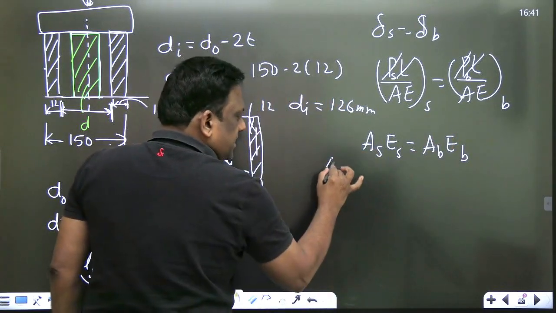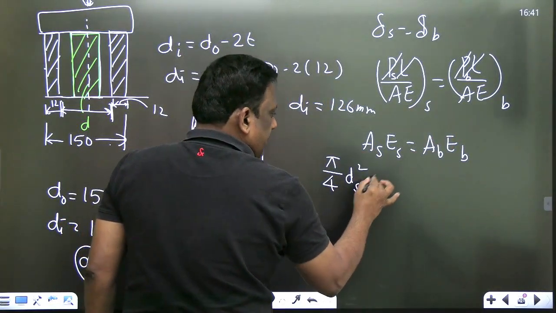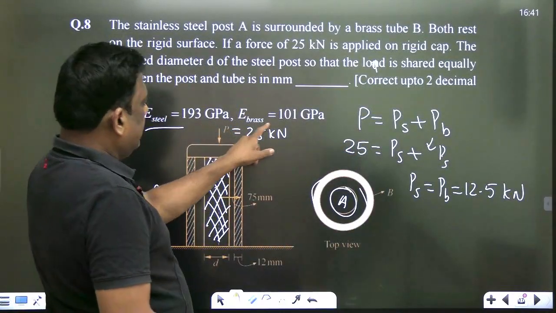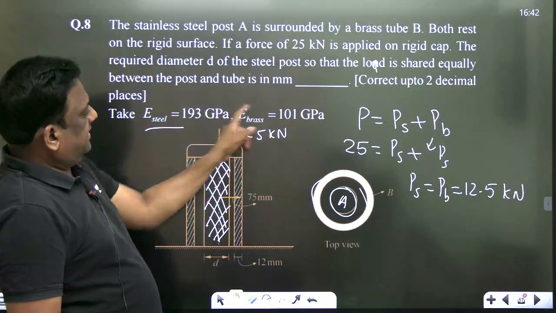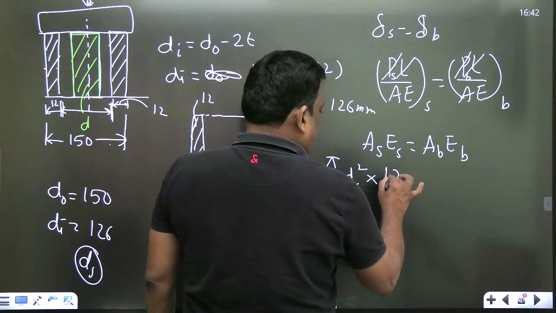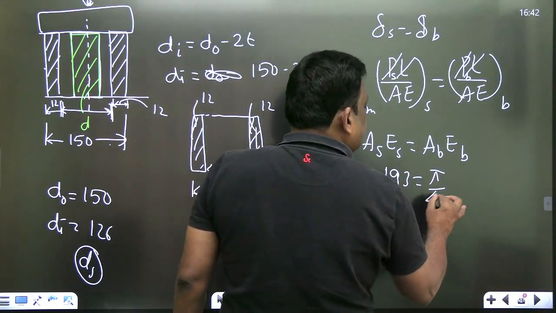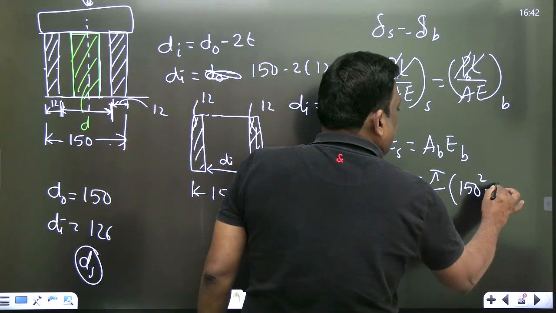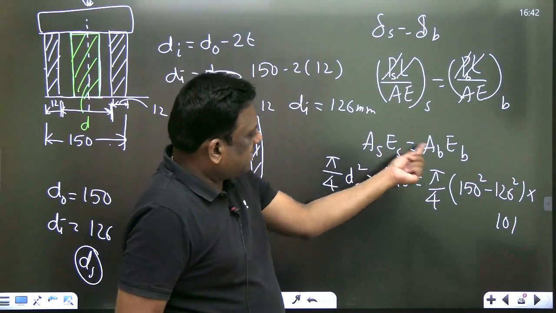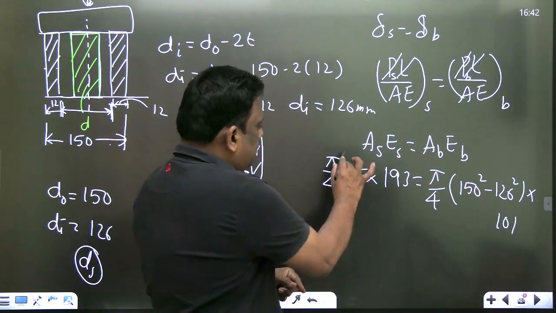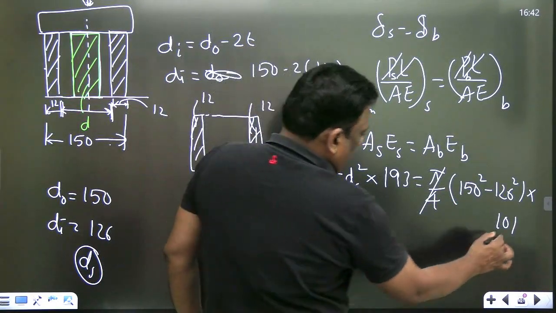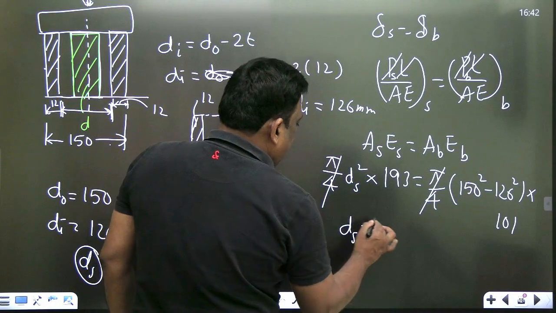Excellent, sir. What is the area of steel? It is solid, pi by 4 d square. And E of steel is given, sir. E of steel is 193. E of brass is 101. Both are in gigapascal. Brass is hollow, so its area is pi by 4 times outer diameter square minus inner diameter square, into 101. Don't worry about the unit, gigapascal on both sides. So everything is known to me. Solve this, and you will get the steel diameter.